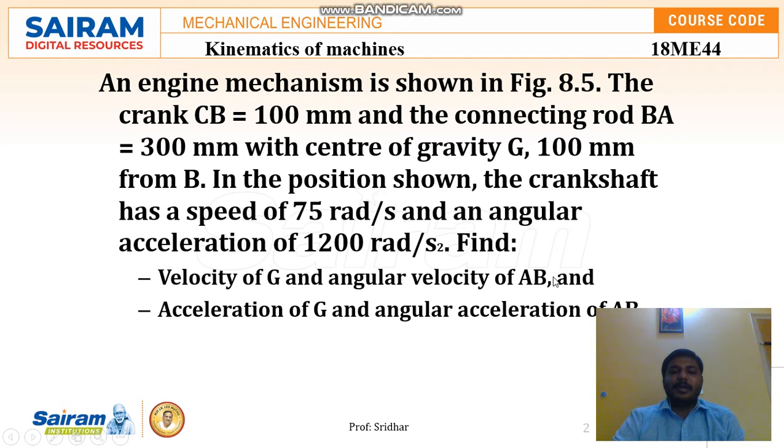We need to find the velocity of G and the angular velocity of AB, and the acceleration of G and the angular acceleration of AB. So in both conditions we need to find the velocity and acceleration of G, and the angular velocity and angular acceleration of AB. Now we'll see the diagram that has been given.